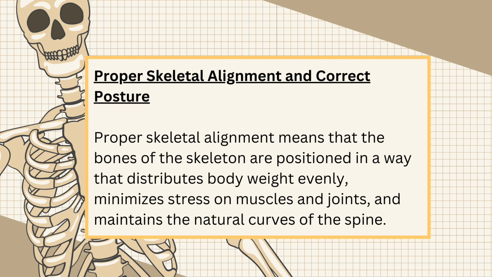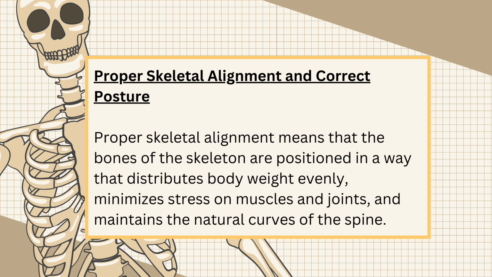Proper skeletal alignment and posture. Proper skeletal alignment means your bones are in the correct position, so your body weight is spread evenly. This helps reduce strain on your muscles and joints and keeps natural curves of your spine healthy.